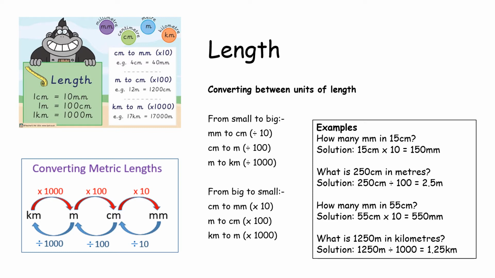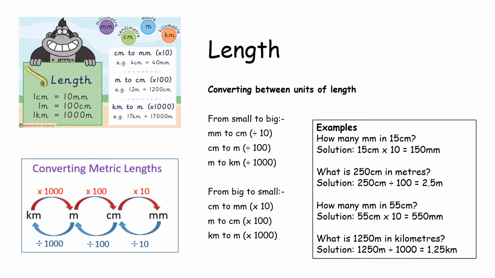When you're going from bigger down to smaller, for example, centimetres to millimetres, you multiply. So for that example, you multiply by 10. From metres to centimetres, you multiply by 100. And for kilometres to metres, you multiply by 1,000.